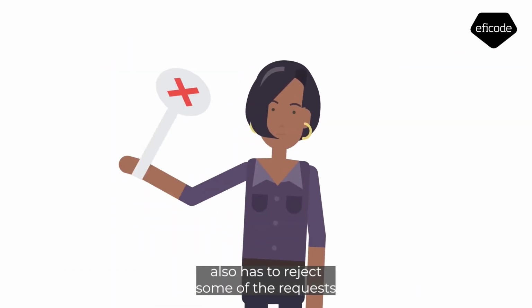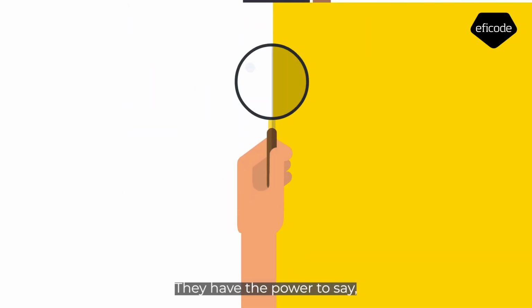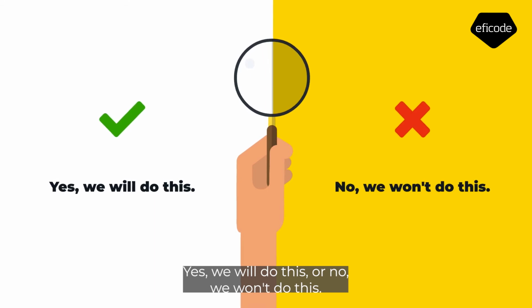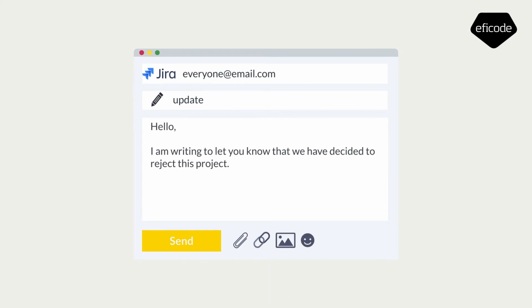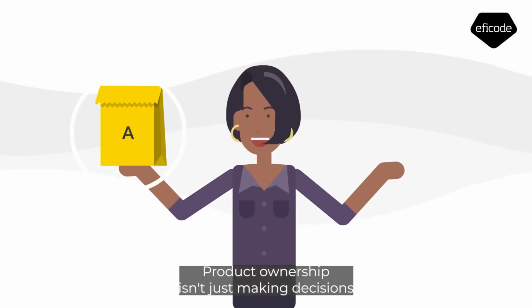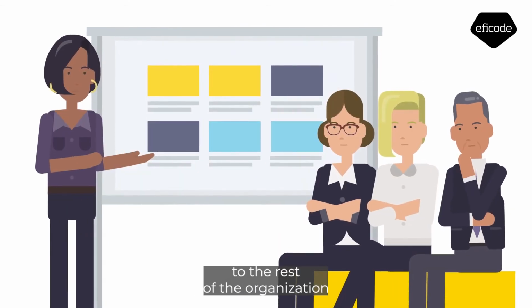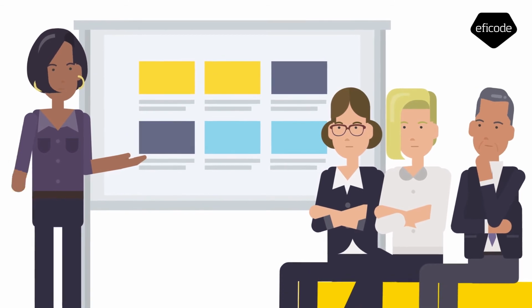A product owner also has to reject some of the requests coming into the backlog. They have the power to say, yes, we will do this, or no, we won't do this. They'll also have to communicate their choices to everyone else. Product ownership isn't just making decisions after all. It's also relaying them to the rest of the organization and representing the stakeholders making the requests.